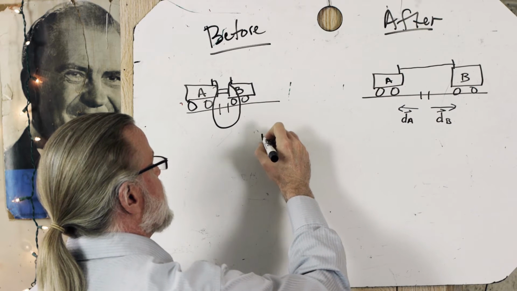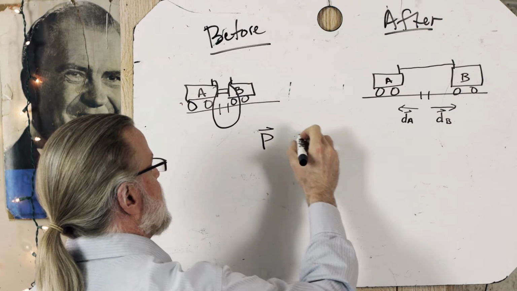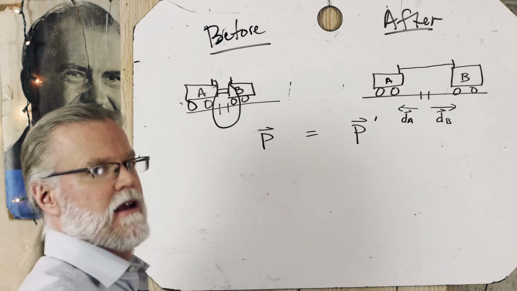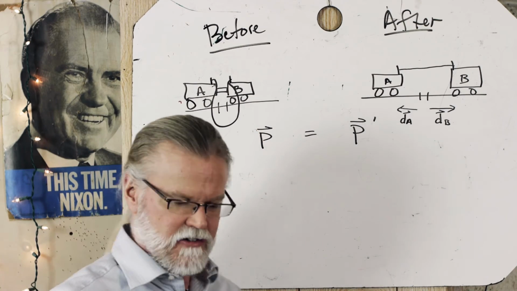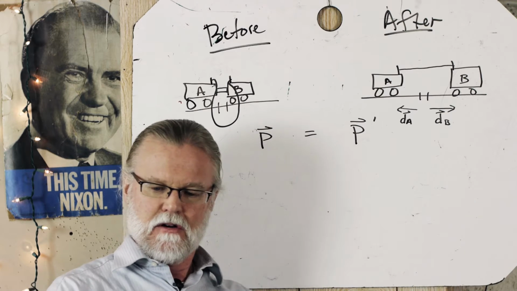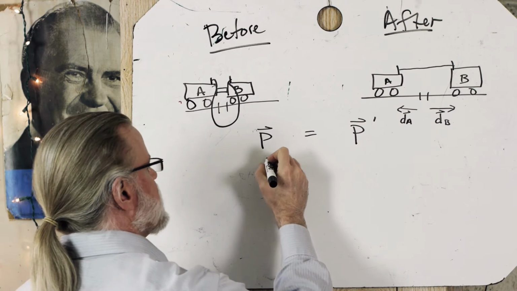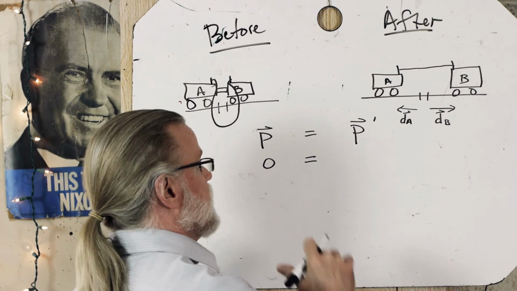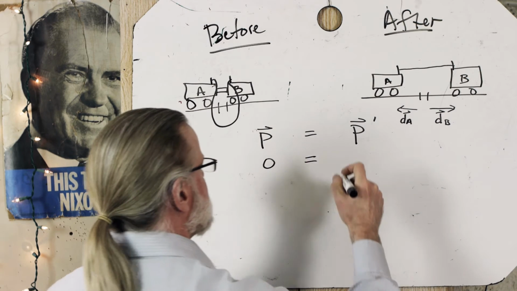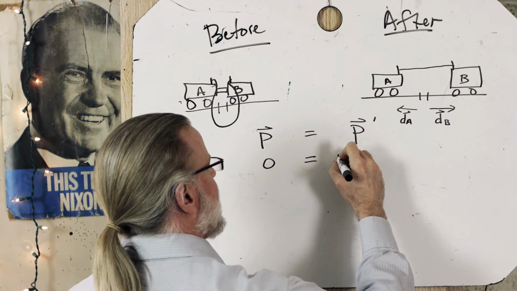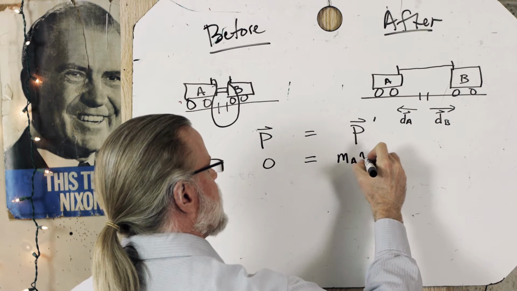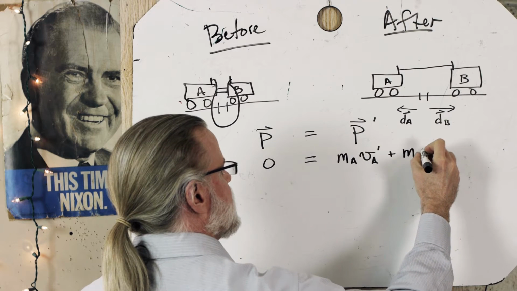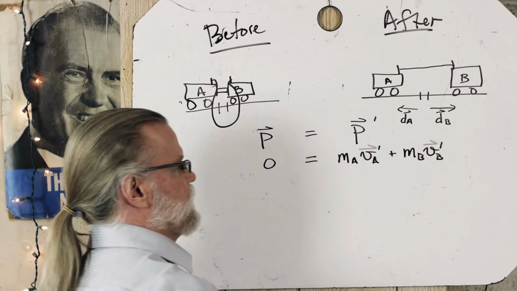If momentum is conserved, then P initial, or P before, equals P after. But of course here, if the carts are sitting at rest and then they explode, they fly apart, the momentum before is zero. So the momentum afterwards has to be zero. Let's take a look at the details of that zero momentum. We have the mass of cart A times the velocity of cart A afterwards, plus the mass of cart B times the velocity of cart B afterwards.